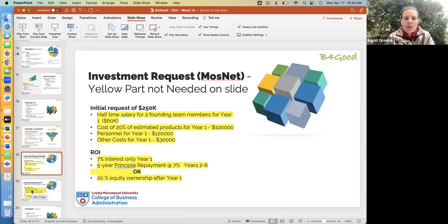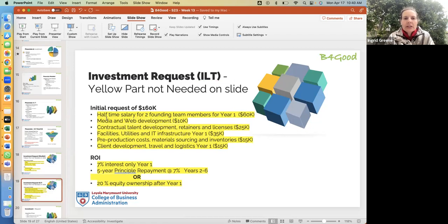Similar type of framework for ILT. Here, same thing. Your initial request now is only $160,000 because, as you see, with software, there's kind of like more limited upfront costs because you make the software, but really what's more in the delivery. So there's not a lot of cost to doing that. You're going to pay for half-time salary for 2 founding team members. So again, your 2 founding team members are going to have half-time jobs someplace else.